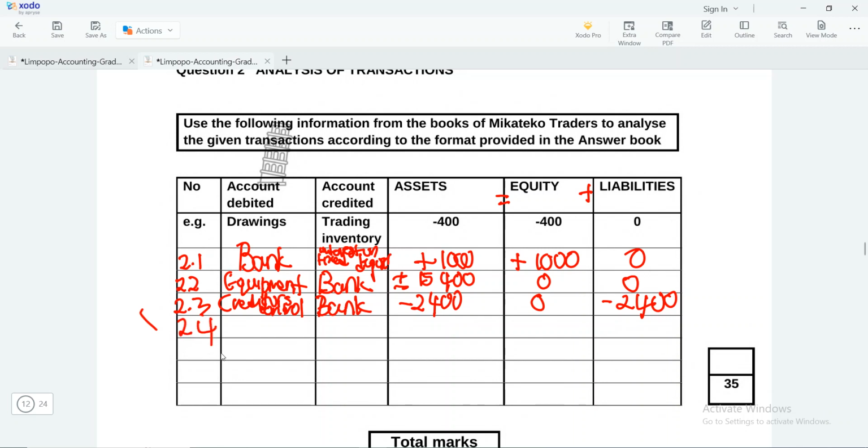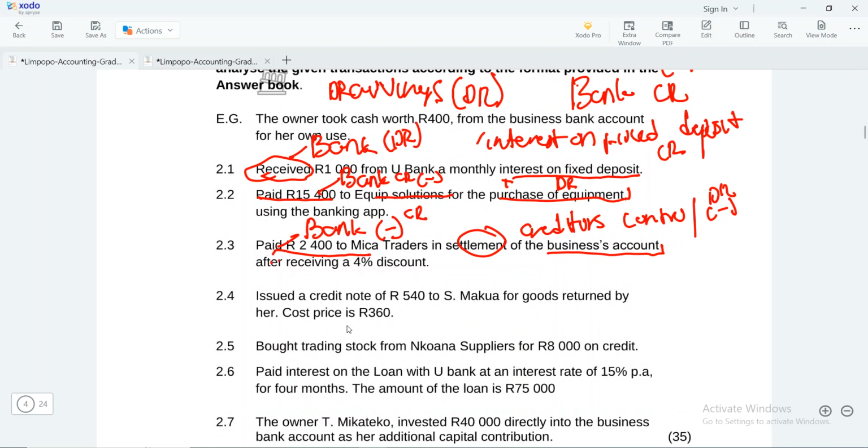So for 2.4, let's hear what they are saying. So now in 2.4 here, they're saying issued a credit note of 540 to S. Makua for goods returned by her, and then the cost price is 360. Now this transaction is very tricky. It will affect almost 4 accounts. Okay, so remember, they've given you 2 prices for a reason. Sometimes they might want you to use markup calculations to get the cost price, but in this case, thank God that we were given the amount.